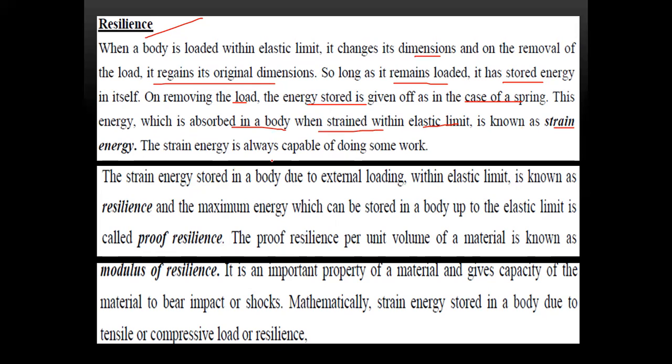The strain energy is always capable of doing some work. The strain energy stored in the body due to external loading within the elastic limit is known as resilience, and the maximum energy which can be stored in the body up to the elastic limit is called proof resilience. The proof resilience per unit volume of the material is known as modulus of resilience. Okay, so that's the concept of resilience.